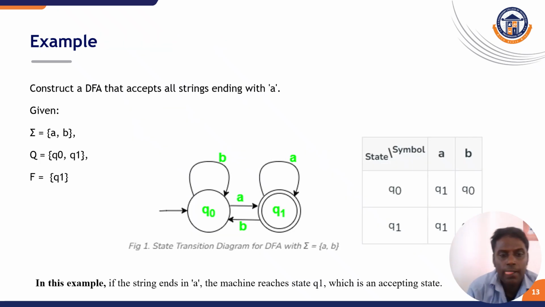In the given example, the alphabet is A, B, the states are Q naught and Q1, and the final state is Q1. We have to construct a DFA that accepts all strings ending with A. The initial state is Q naught, and whenever I receive A, it goes to the final state Q1. After reaching the final state, whatever comes, either A or B, is fine. The thing here is that the string ends with A. Whenever A comes after reaching the final state, it stays in the final state. Otherwise, it comes back on B, and again whenever A comes, it goes to Q1. So this is the DFA for that, and along with the DFA diagram, we have to construct the state transition table.